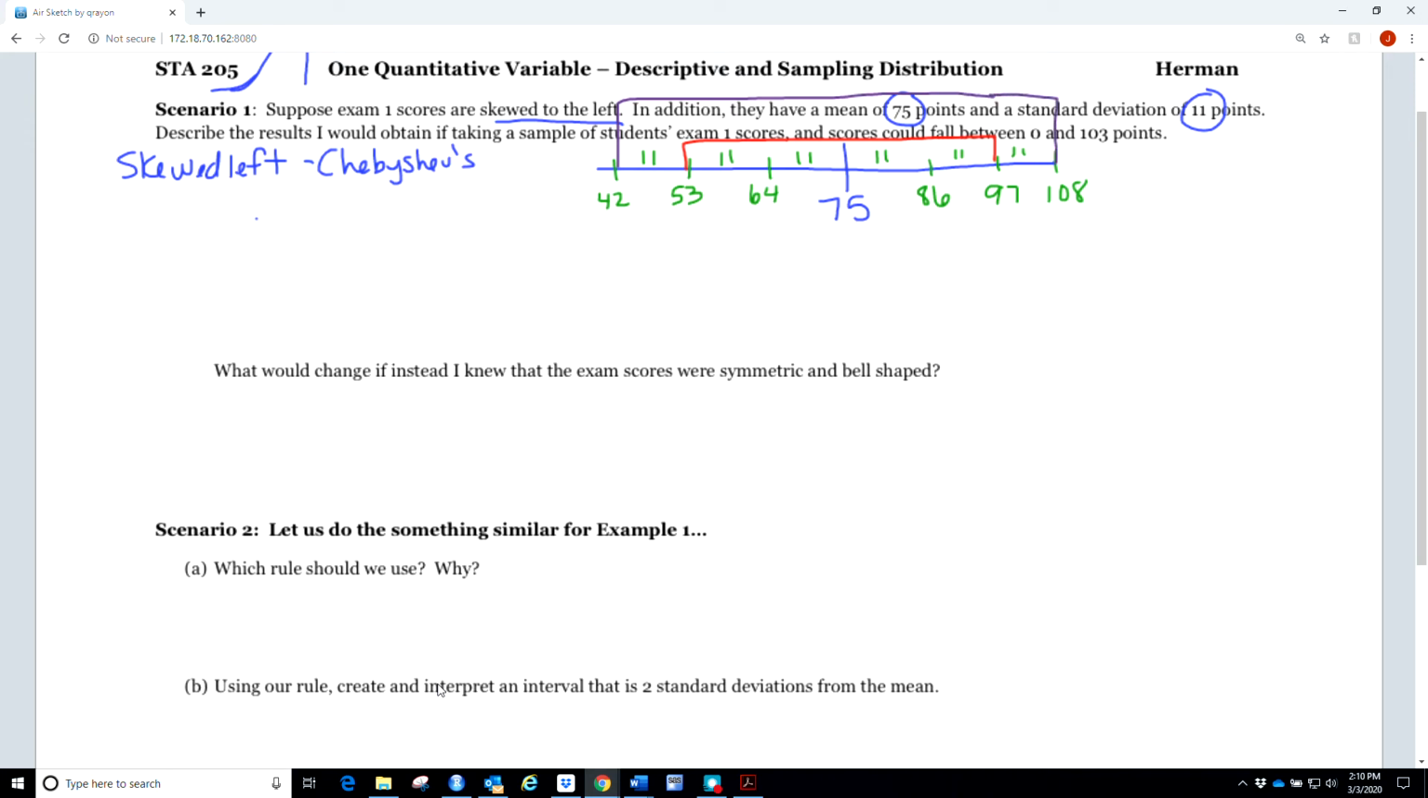So those, let's interpret. First, I can then say that at least 75%, since we are 2 standard deviations out, of students would score between 53 and 97 points on the exam.